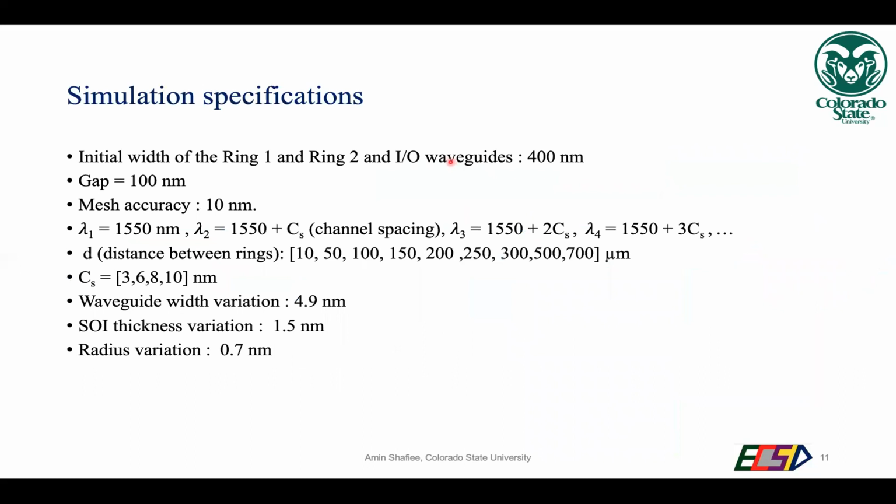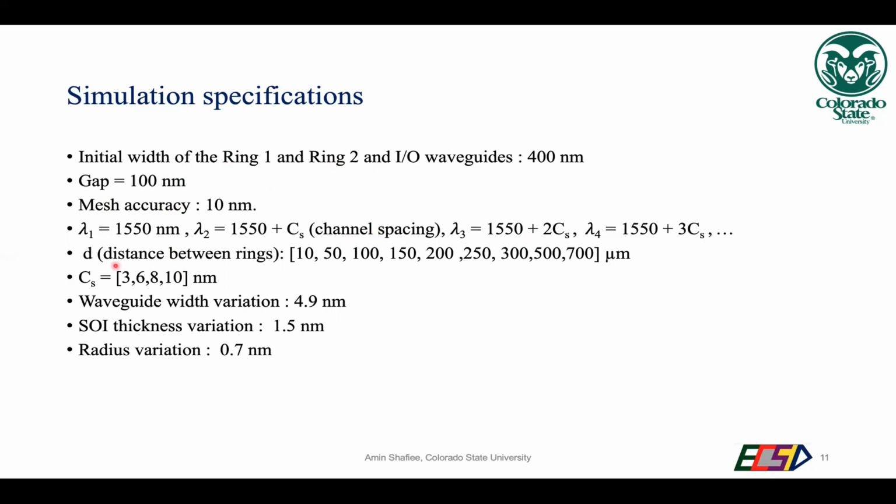Before we jump into the simulation, let's introduce some simulation specifications. The initial width of ring 1 and ring 2 and the IO waveguides has been set to 400 nanometers. The gap has been set to 100 nanometers. The mesh accuracy is 10 nanometers. The central wavelength, or resonance wavelength, of the first ring has been set to 1.55 micrometers, and the next wavelength can be obtained by just adding the multiple of the channel spacing to the initial wavelength.